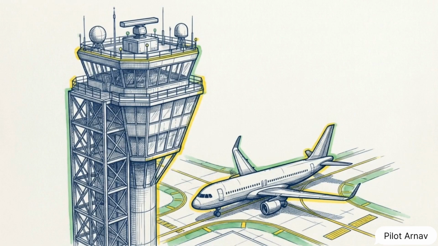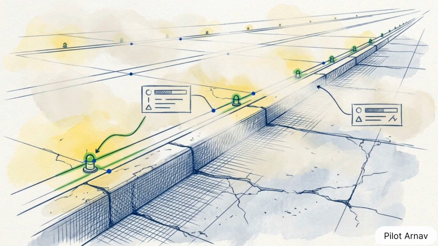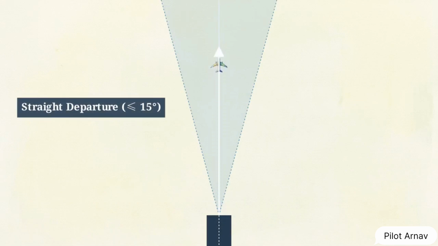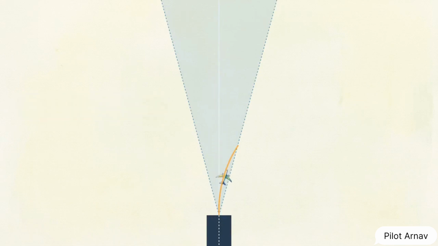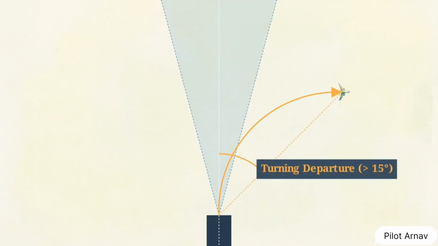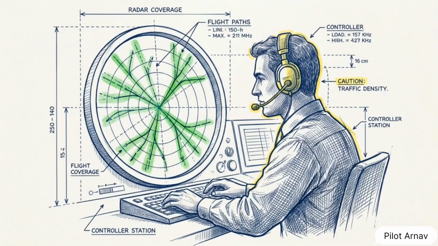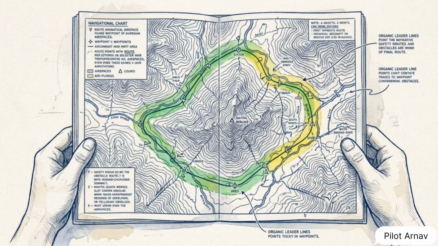Let's apply those margins to the departure phase. An instrument departure is dictated first by aerodrome operating minima, ensuring your runway visual range matches the required visibility limits. From there, your takeoff is either a straight departure, deviating 15 degrees or less from the centerline, or a turning departure. Often, ATC will assign a standard instrument departure, or SID. These are pre-coordinated, rigid sets of instructions that dictate your precise routing to clear local terrain and sync with navigation aids.